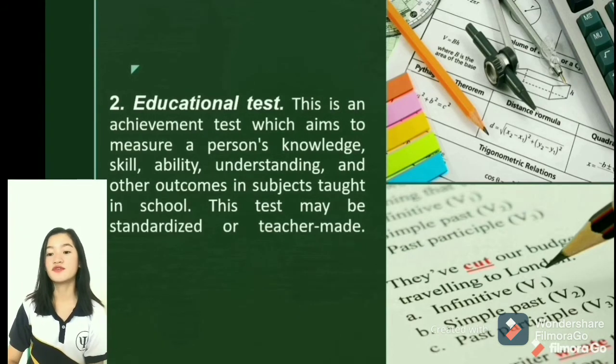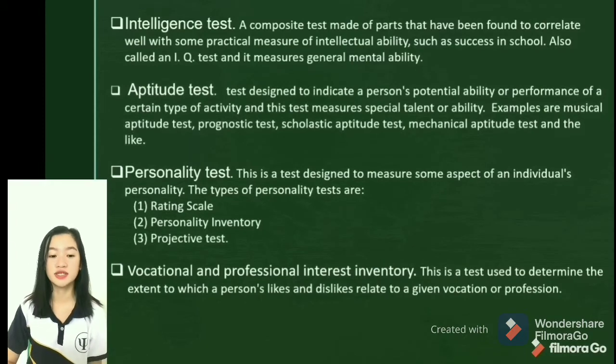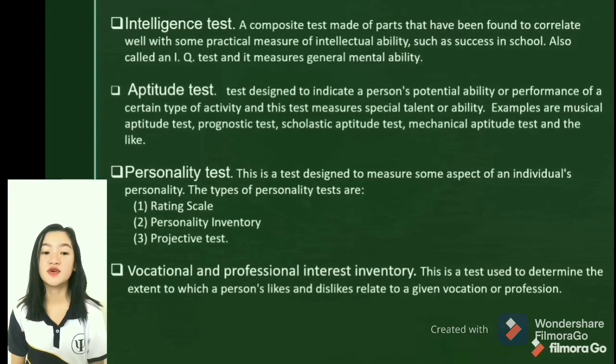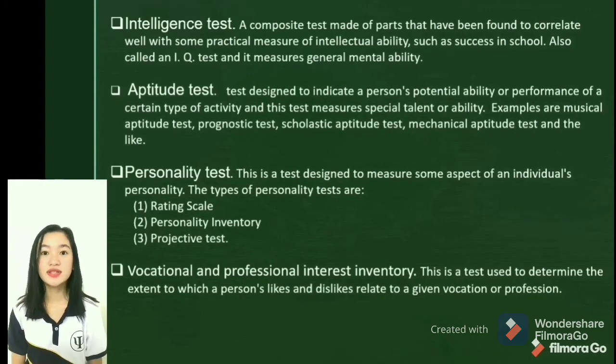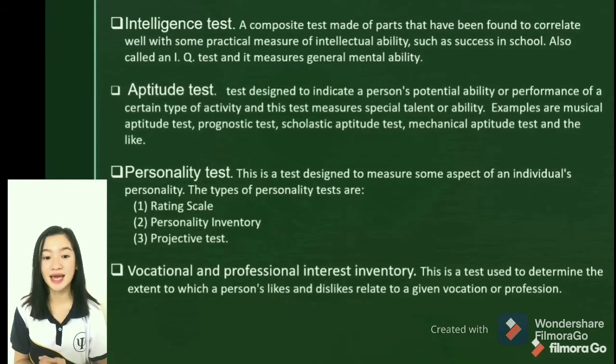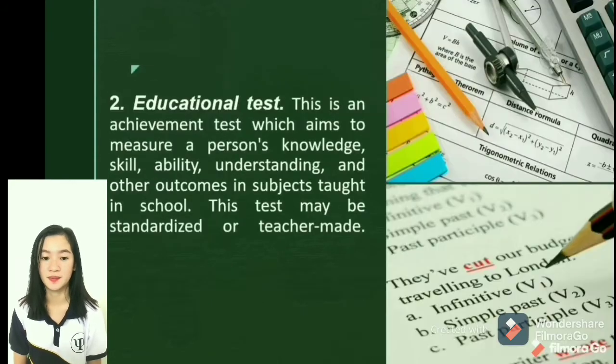And so we are here in the fourth type of psychological test, which is the vocational and professional interest inventory. Well, this is a test used to determine the extent to which a person's likes and dislikes relate to a given vocation or profession. This test reveals in what type of work a person is interested, whether it is business, teaching, medicine, mechanics, etc.